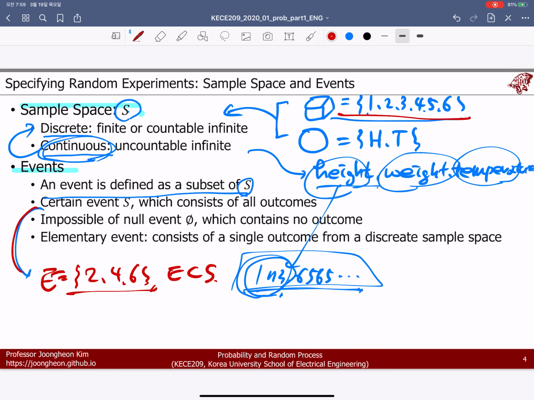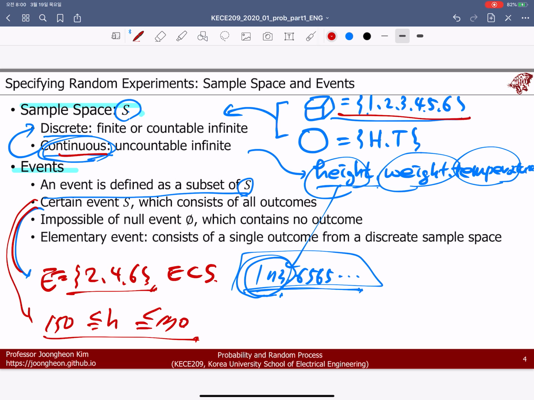Okay, and in a continuous domain, an event can be, for example, among these given data, I want to find some statistics where the height is between 150 and 170. So the height is between 150 and 170. In this case, this is the condition in a continuous domain. So this is called a continuous event.